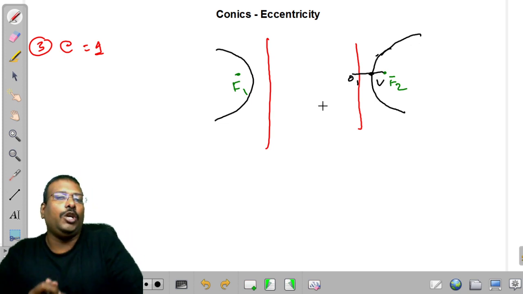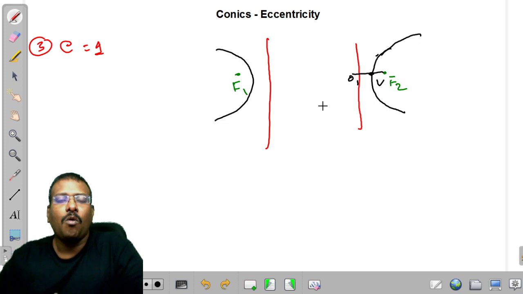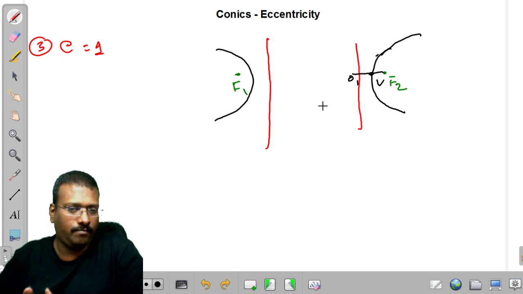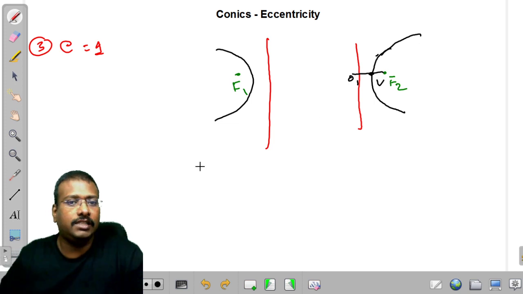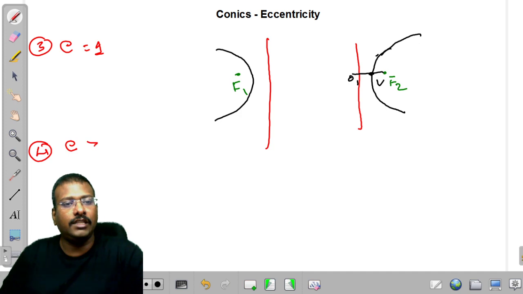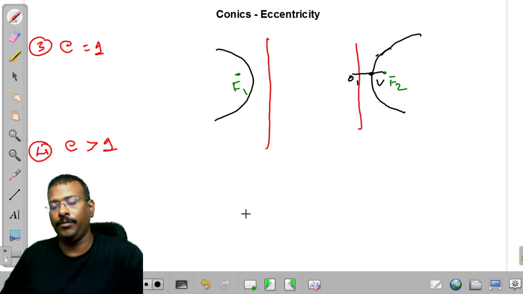And I am going to give you one question: why is it called a parabola? And another one: if e is greater than 1, it is considered a hyperbola. Why is it called a hyperbola? Try to give the answers to these two questions in the comment section. I will give the answer to you, or otherwise in the next videos I will give that information.